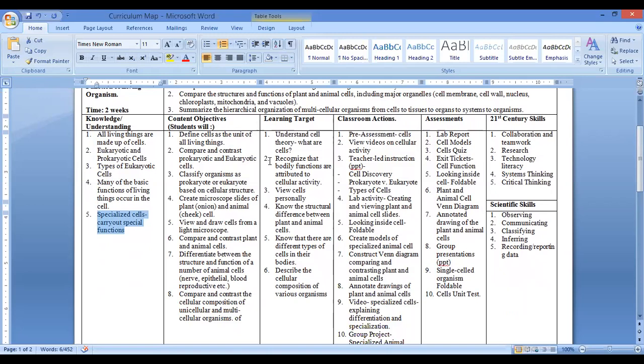Now, like I said, a big part of this is that comparison, comparing and contrasting. We're going to see this with both prokaryotic and eukaryotic cells. We're going to see it when we do get into eukaryotic cells. Then we start looking at plant and animal cells. And for this, we're going to actually have students create microscope slides.